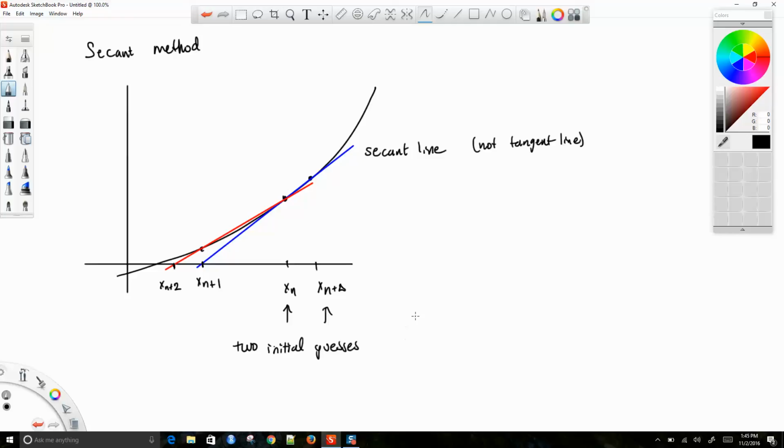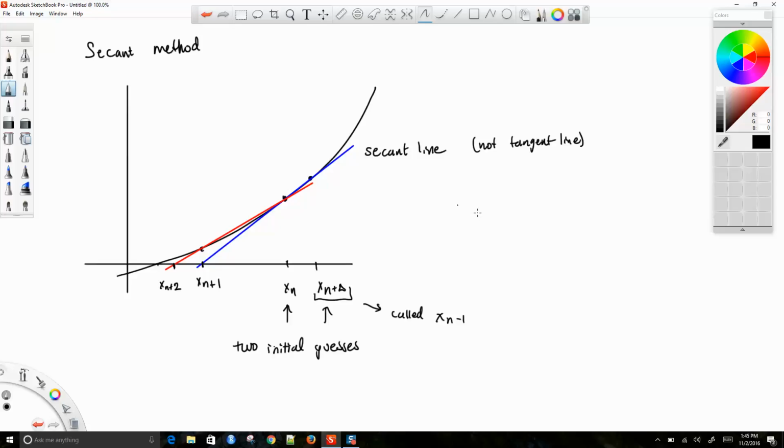Okay. And the book calls this one, we'll just call it x sub n minus 1. And you just keep connecting the secant lines this way, and eventually it will converge to a root here.